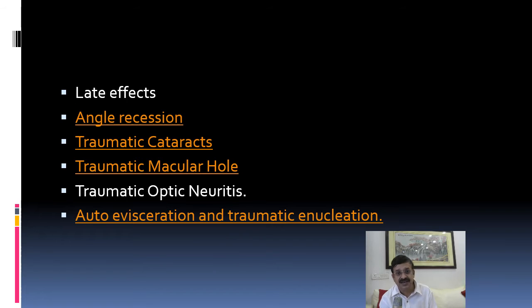Now there are certain late effects which can happen, that is angle recession. Traumatic cataracts, of course, doesn't happen in a day. Traumatic macular hole takes about a week to 6 weeks. Traumatic optic neuritis, and auto evisceration and traumatic enucleation. Well, auto evisceration and traumatic enucleation is also not a late effect. It can happen immediately after the injury, especially in road traffic accidents or high velocity injuries.